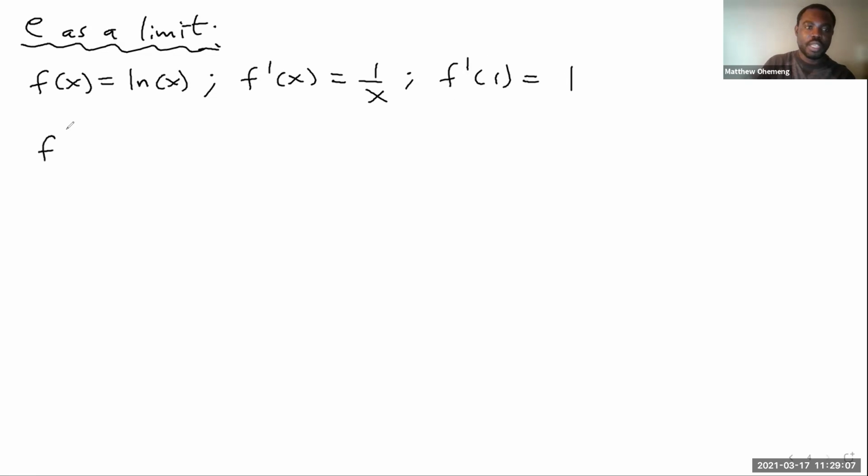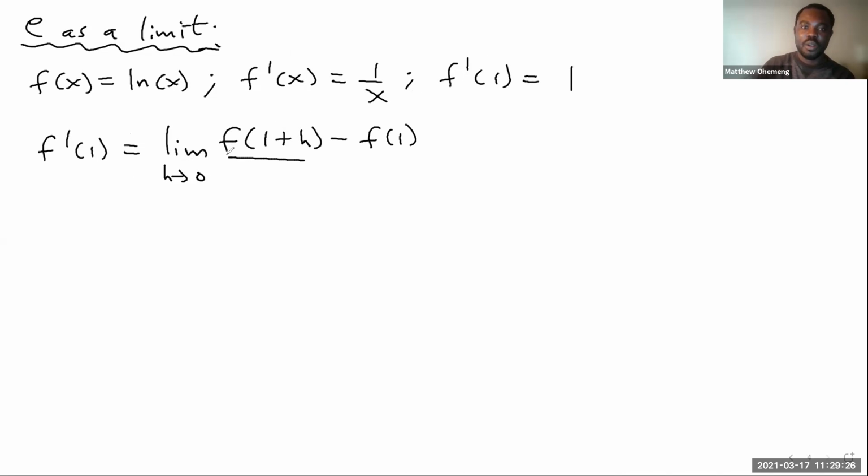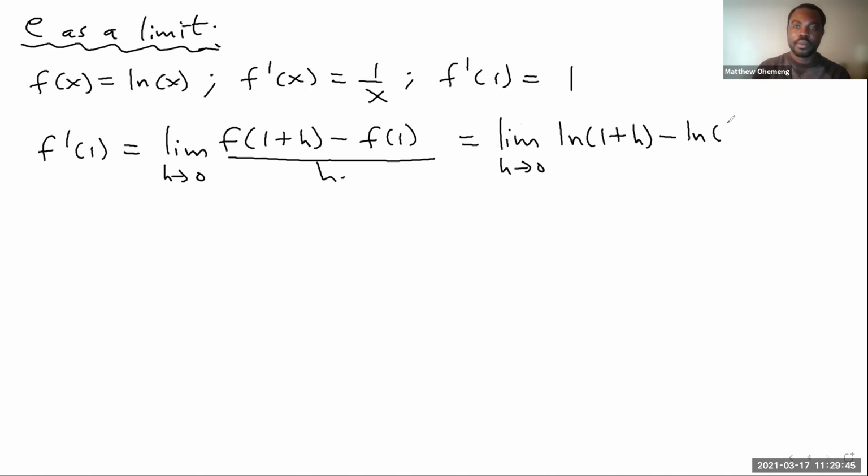But suppose I wanted to obtain this from first principles. I want to find f prime of 1 from first principles. Then that would be the limit as h approaches 0 of f of 1 plus h minus f of 1, all over h. It's been a while since we used this. I hope you've not forgotten. If your f of x is ln of x, then f of 1 plus h is found by plugging in 1 plus h wherever you see x. So that's the limit as h approaches 0 of ln of 1 plus h minus ln of 1, all over h.